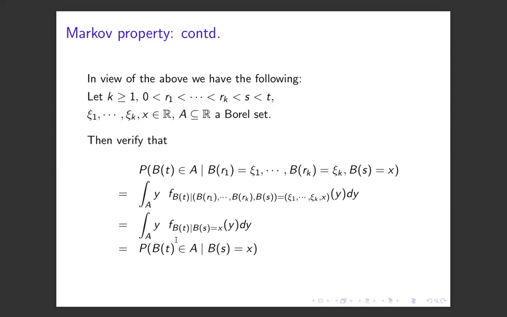That means this information, Br1 equal to x1, up to Brk equal to xk, is not relevant in finding this expression. Just the last one alone would do. And that happens for every Borel set in R, every x in R, and every t and s.